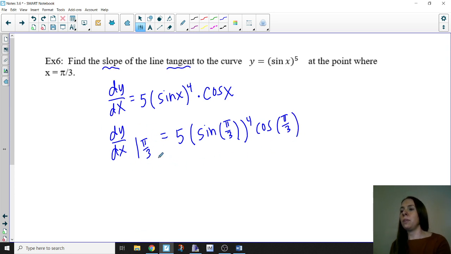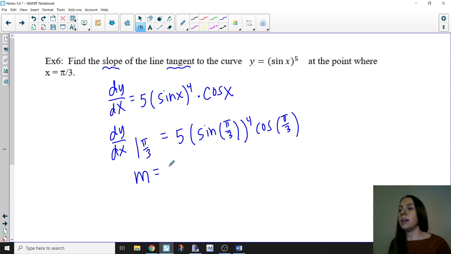And if you don't love this notation, you could change it to just m for slope of your tangent line. Okay, and now we just need to evaluate. Let's see. Pi over 3. What is pi over 3? That's 60 degrees, right?